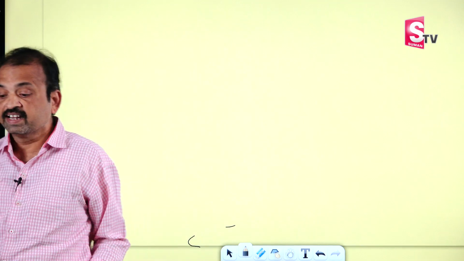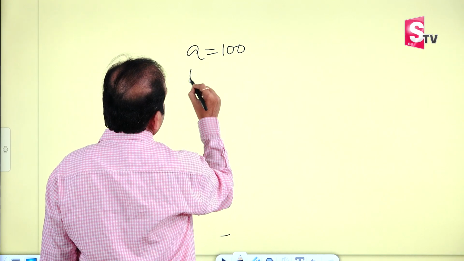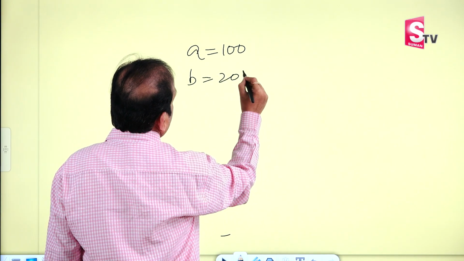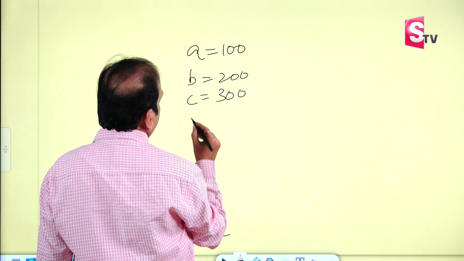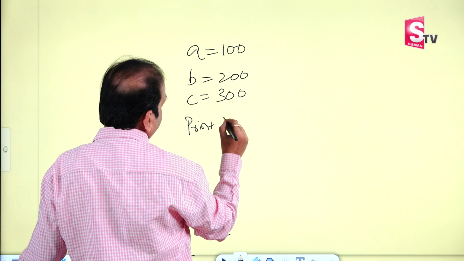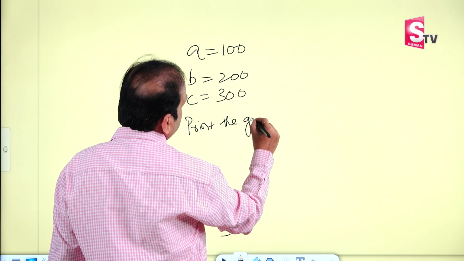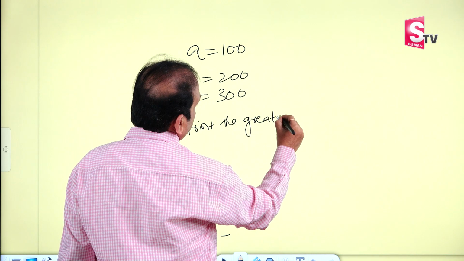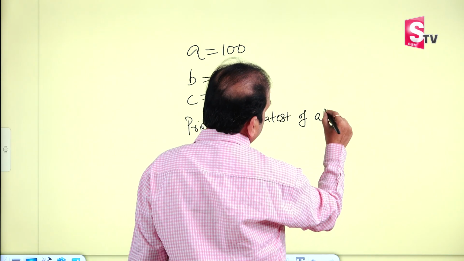If-elif-else program. We'll enhance this program. For example, A is 100, B is 200, and C is 300. I want to print the greatest using a normal if-elif-else block. Print the greatest of the above 3 numbers.